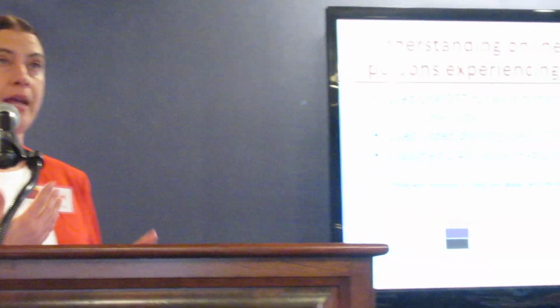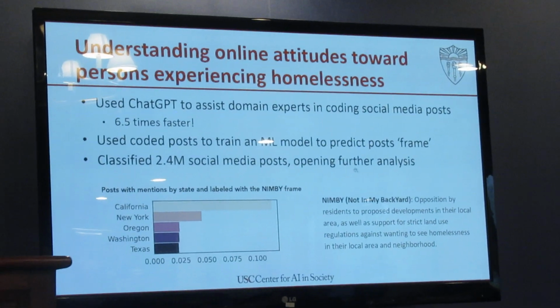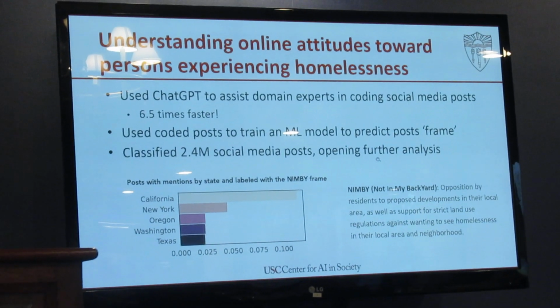About what people are thinking on social media and their attitudes in different categories. So as I said, they were able to do this 6.5 times faster and create this model that then can classify millions and millions of tweets. And then that opened the door for a lot of further analysis.